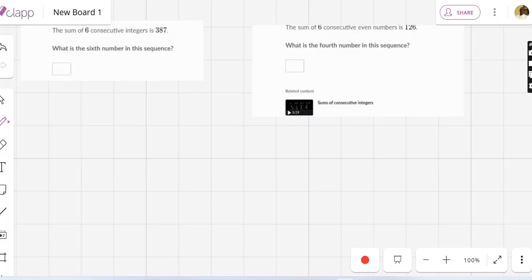Now this is the question. The sum of 6 consecutive integers is 387. What is the sixth number in the sequence?